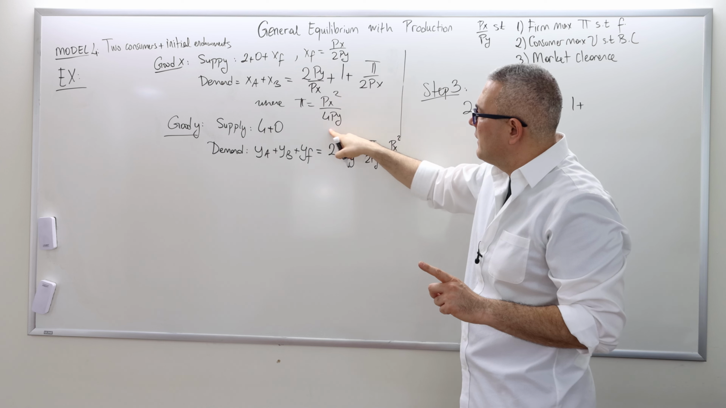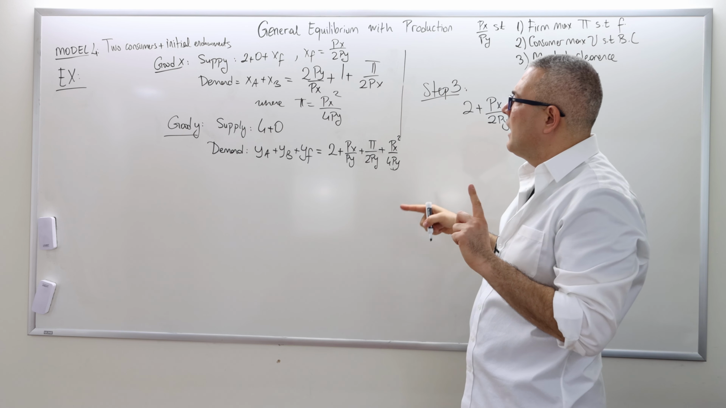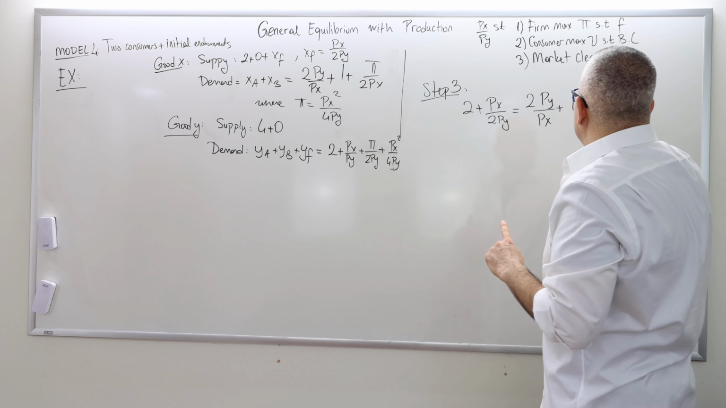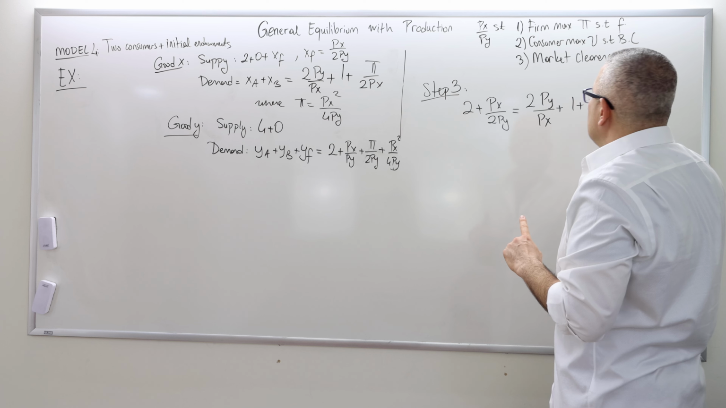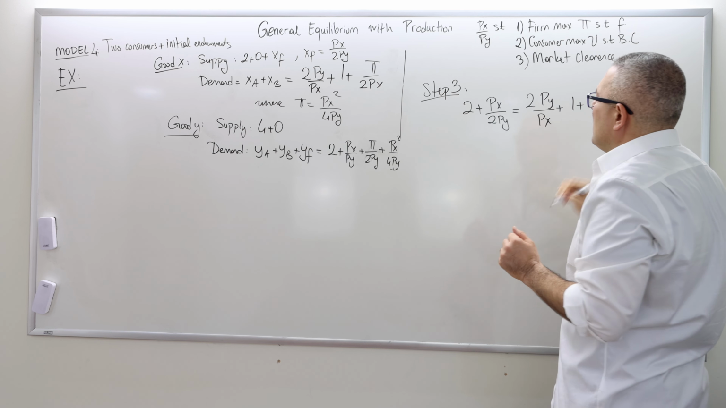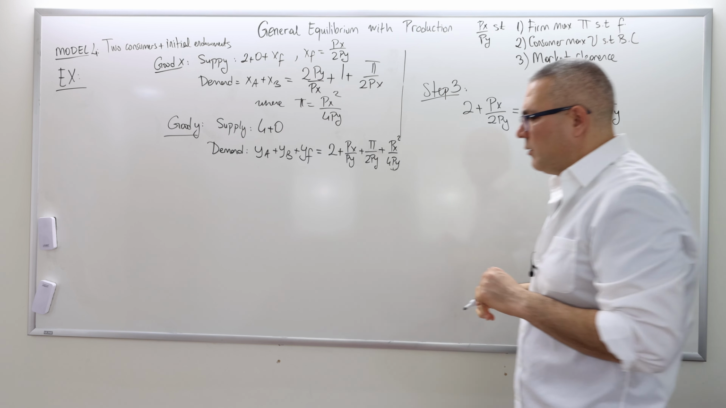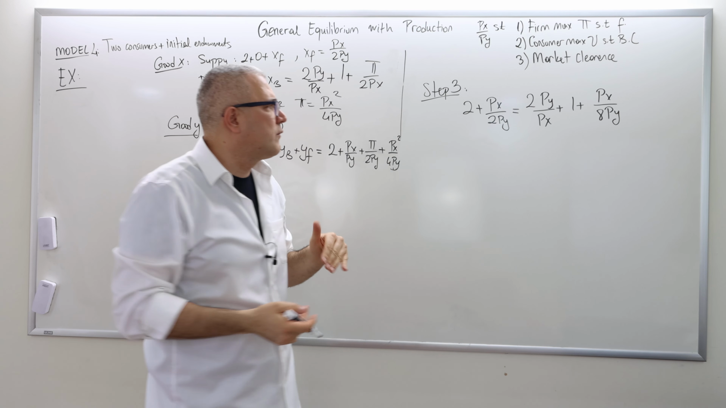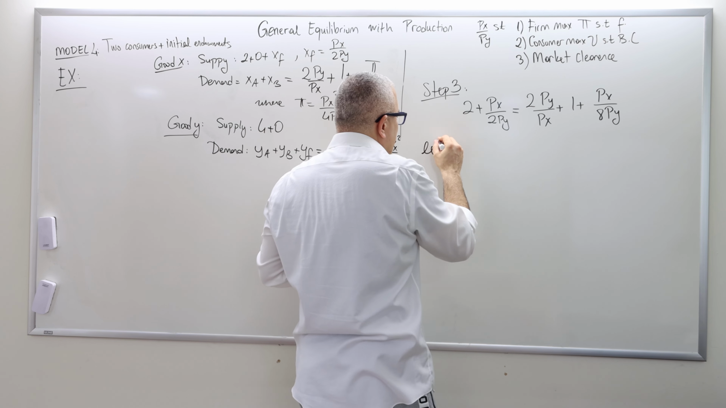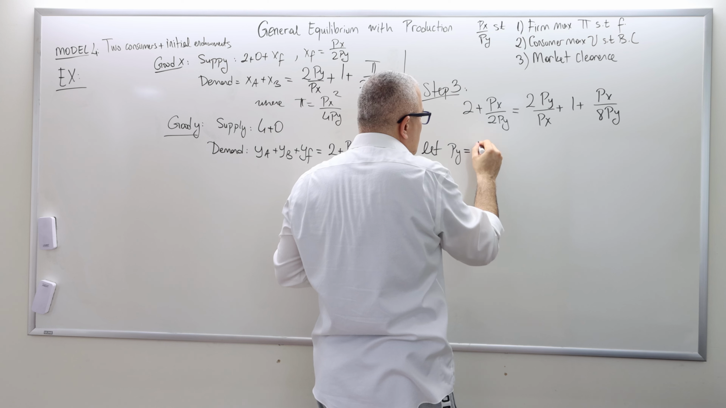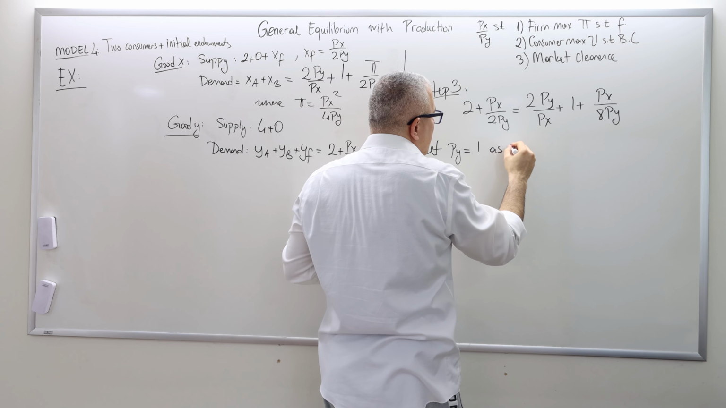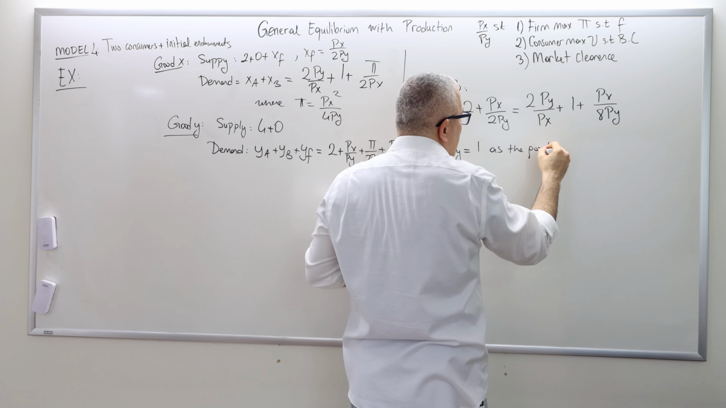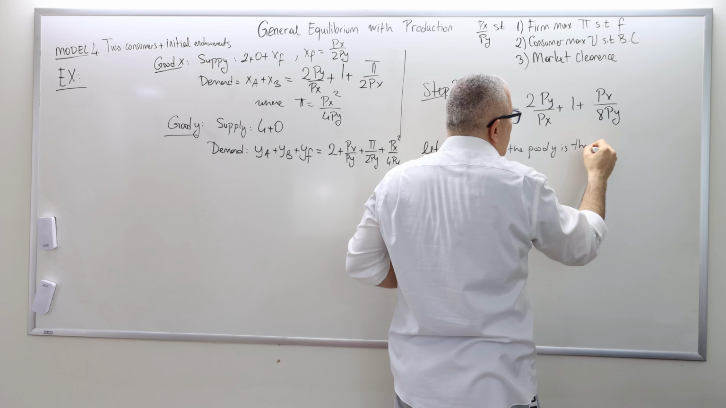2PX. So I'm going to divide this guy by 2 times PX. So it's going to be PX divided by 8PY. All right, so this is what it should be. Well, remember, at the end of the day, I need to find the price ratio, PX over PY. So let PY equal 1 as good Y is the numeraire.